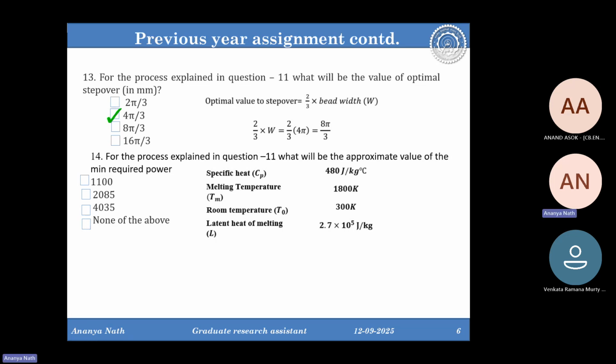Now, what will be the approximate value of the minimum required power? These are the equations. It's a very big equation, but actually it's not a difficult equation. So we can put in the values and calculate the power. I think it's better to note it down. If you have any doubt regarding the parameters, you can ask.